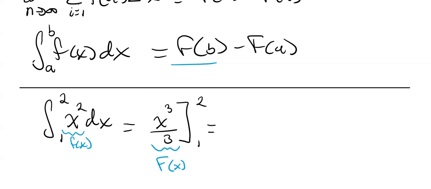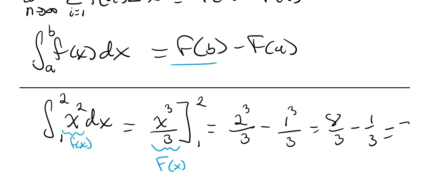So this is going to be 2. We're going to evaluate this at the upper bound of integration, so 2 cubed over 3. And then minus, we're going to now evaluate this antiderivative at the lower bound of integration, so 1 cubed over 3. So we have 8/3 minus 1/3 equals 7/3. There's your answer. So this one line here is certainly going to be a lot easier than using the limit definition.